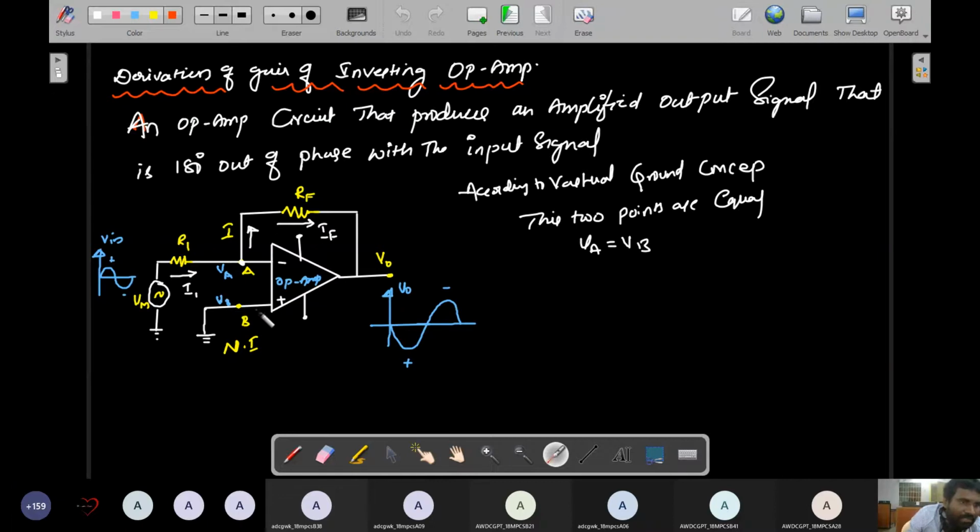According to the virtual ground concept, whatever potential is on terminal B, the same potential is there at terminal A. Therefore, A and B are virtually grounded, so A has the same potential as B.